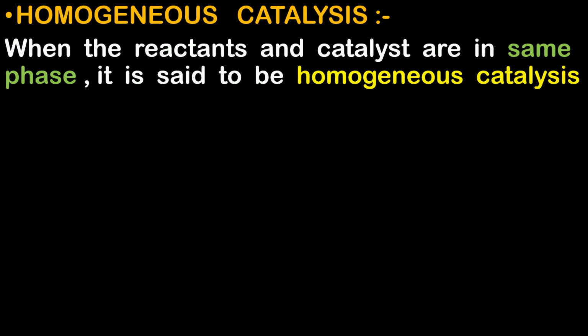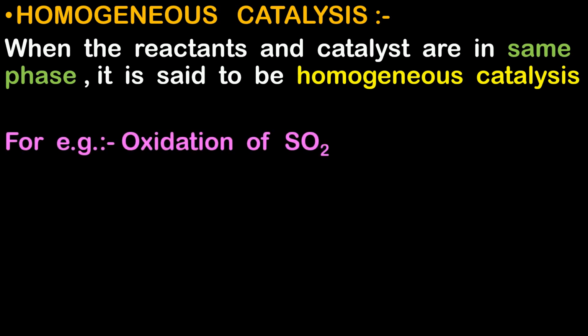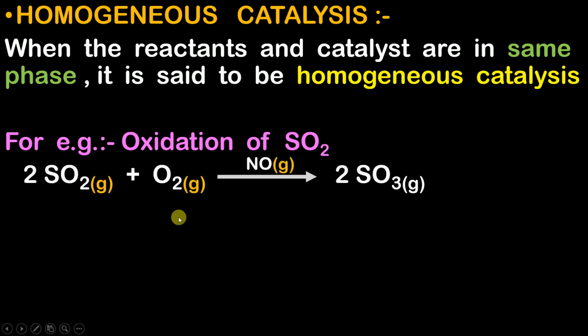Let's understand this with the help of an example. Okay, so let us consider an example of oxidation of SO2. So this is the reaction in front of us, and as you can see over here, NO is acting as a catalyst. Now guys, NO is present in the gaseous state. Okay, it is present in the gaseous phase, whereas the reactants SO2 and O2, both of them are also present in the gaseous phase. So as you can see over here, the reactants as well as the catalyst, all of them are present in the same phase. Therefore, this reaction is called as homogeneous catalysis.